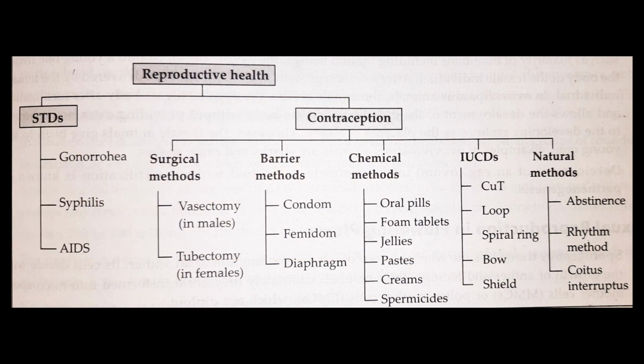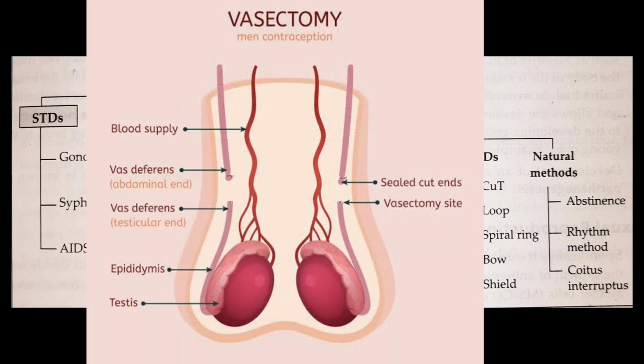Next topic is contraception. Contraception is the avoidance of pregnancy. There are several methods of contraception. These methods are broadly categorized as follows: surgical method, vasectomy in males, tubectomy in females. What is vasectomy? This is a small surgical operation performed in males. It involves removal of small portion of sperm ducts or vas deferens by surgical operation. The two cut ends are then ligated or tied with the threads. This prevents the sperms from coming out.